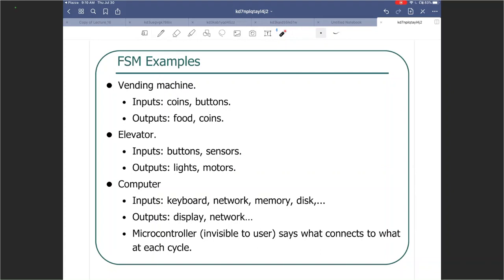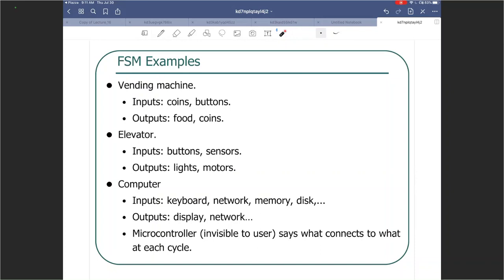So for a vending machine, which is also a finite state machine, the inputs could be coins and buttons, right? So the vending machine gives you some item when you give it some coins and push certain buttons. The outputs can be the change that remains, like a few coins, and the outputs of this vending machine could be food, like the item that you are interested in.